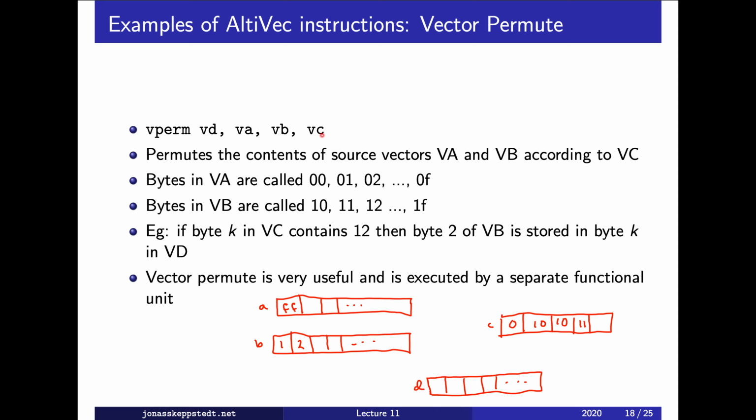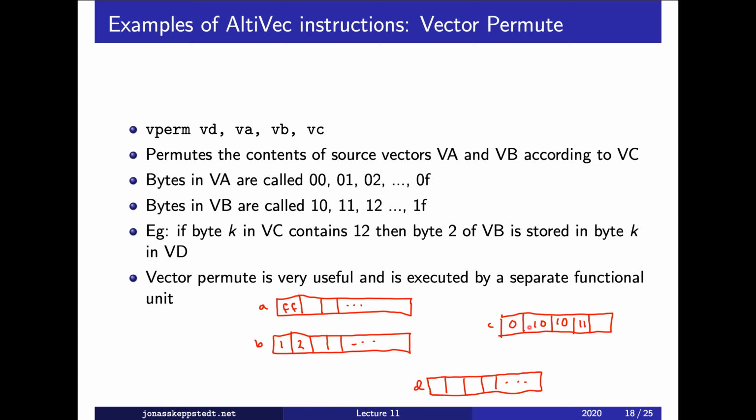That means we need to name the bytes in vector A and in vector B respectively. The bytes in vector A are identified by 0 to 15, and in B from 16 to 31. So what we do is write a number like this in a certain position in vector C, and then that byte is copied to the corresponding position in vector D.